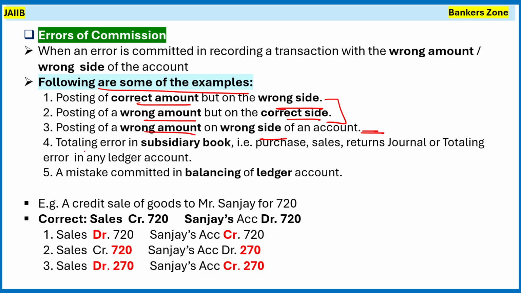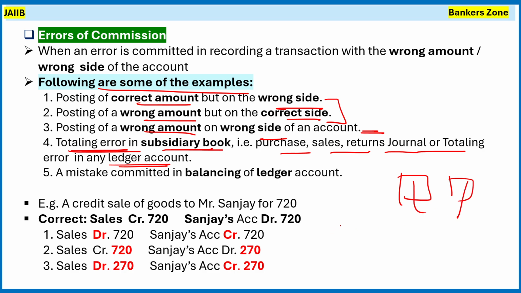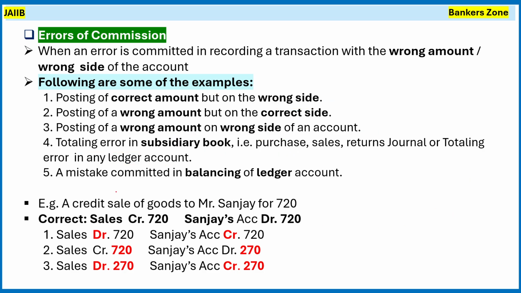Now see, what does a totaling error in a subsidiary book mean? Purchase, sales, return, journal, totaling. If you are not able to do the complete total, whatever error happens when you are totaling the debit and credit side, that is also part of the error of commission. A mistake committed in balancing the ledger account is also part of the error of commission. Okay, very easy to remember, right? When the amount changes or the account changes, that will result in the error of commission.